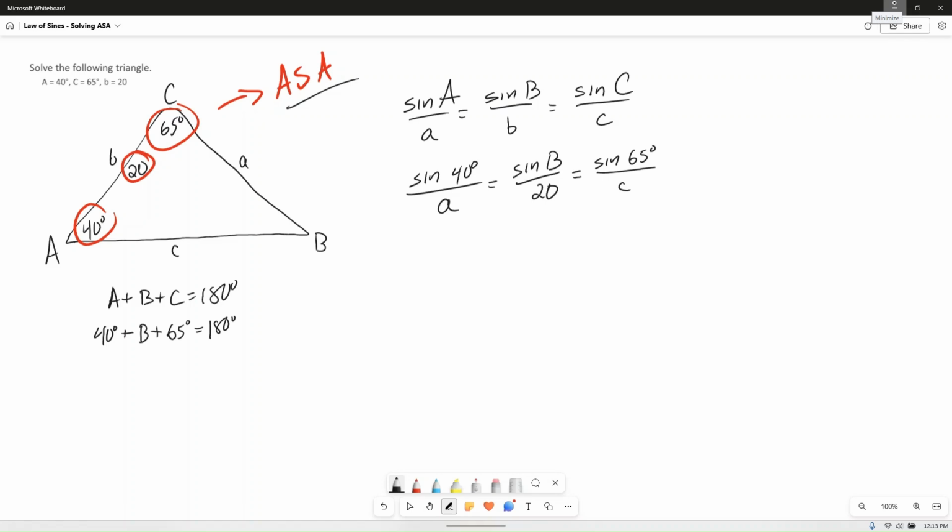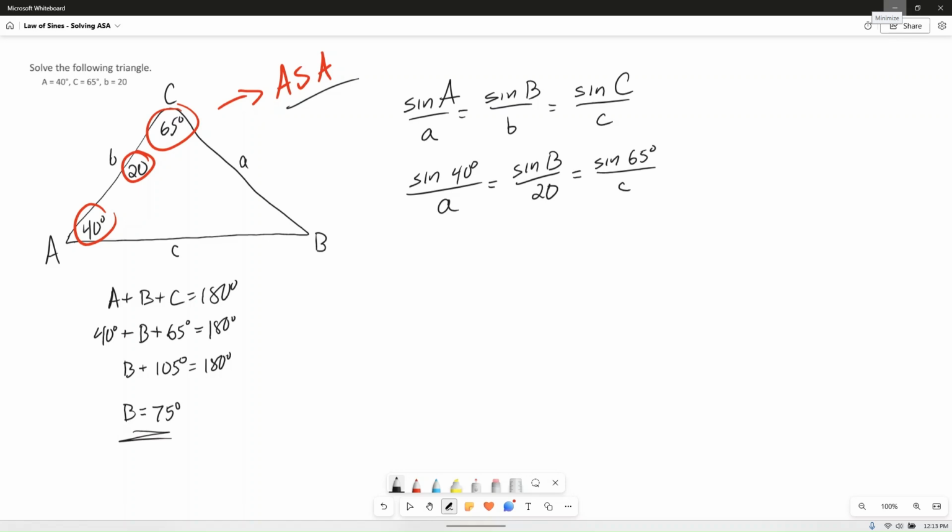40 plus 65 combined together gives us 105. So B plus 105 degrees has to be 180 degrees. And we finish solving for B, and we get 180 minus 105 gives us 75 degrees. So we now know all three angles.